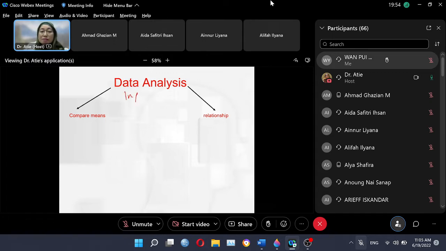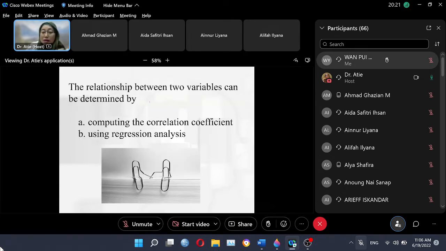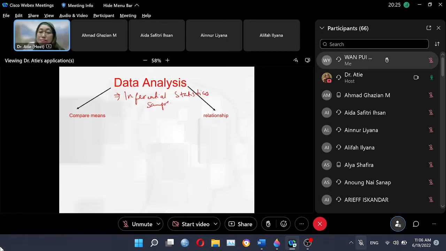Okay, so in our data analysis, I already told you before that the most important is what we call inferential statistics. When I say inferential statistics, it means that in our study, in our research, we use a sample to represent the whole population. So that's what we call inferential statistics. So in our study, we must have a sample, right?